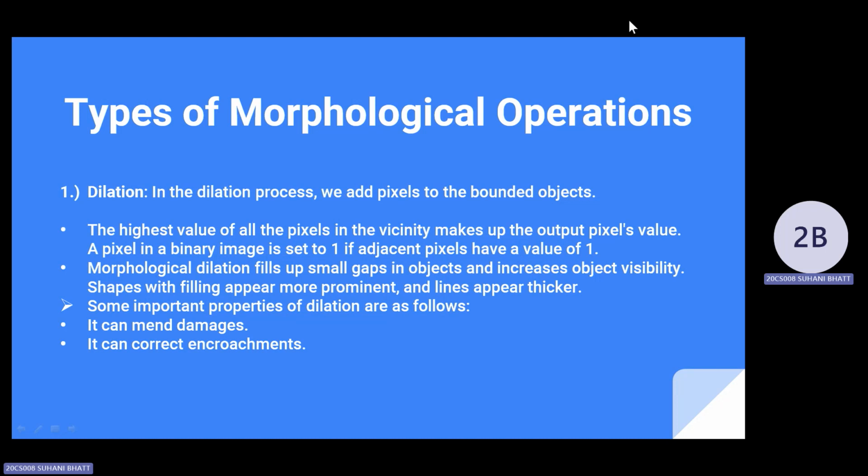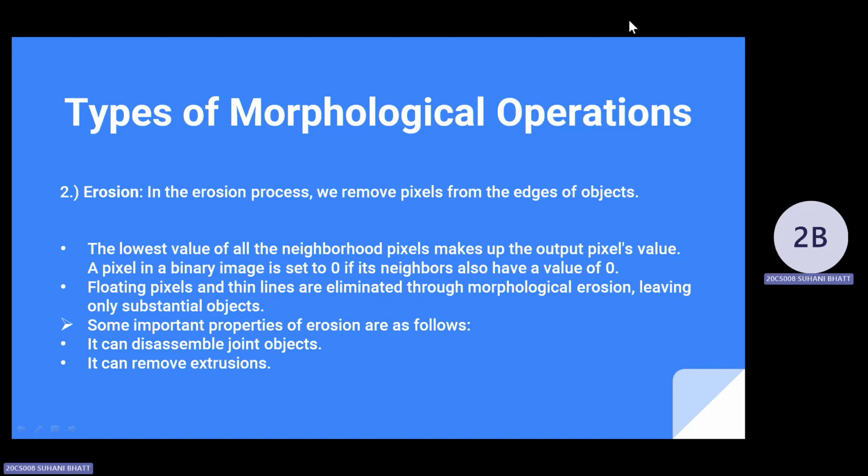Some of the important properties of dilation are as follows. It can mend damages, it can correct encroachments. The second operation is erosion. In this process, we remove pixels from the edges of the objects. The lowest value of all the neighborhood pixels makes up the output pixel's value. Floating pixels and thin lines are eliminated through morphological erosion, leaving only substantial objects.